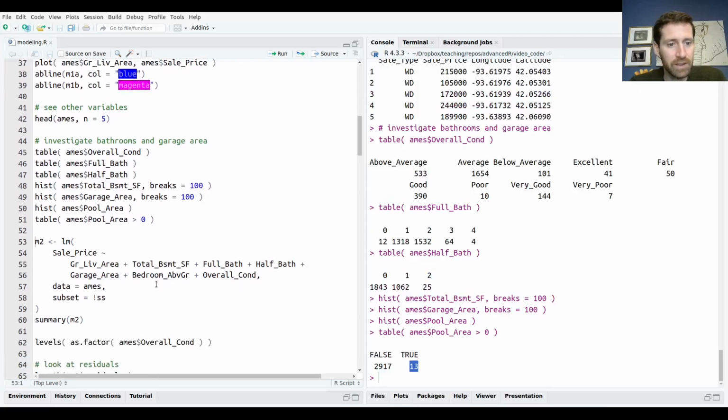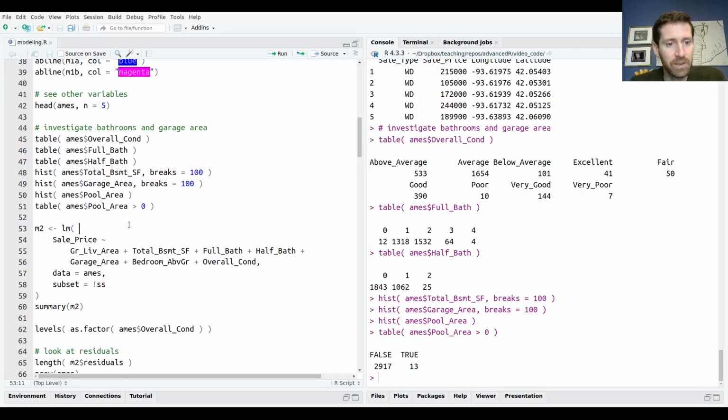Okay, so let's fit a model with some of these. You know what? I'm going to go ahead and add year sold, which is going to change my code below, but that's fine.